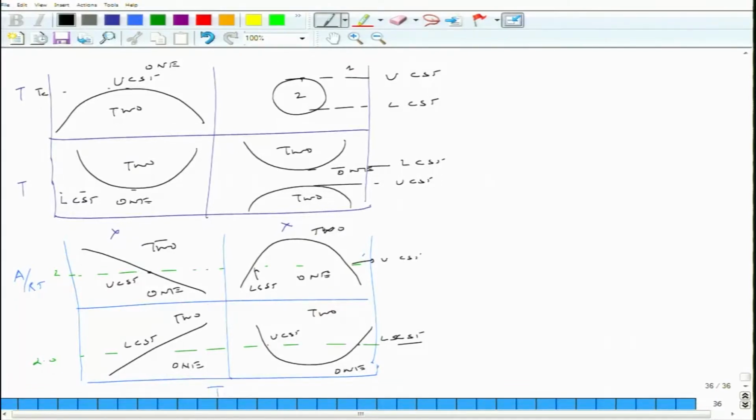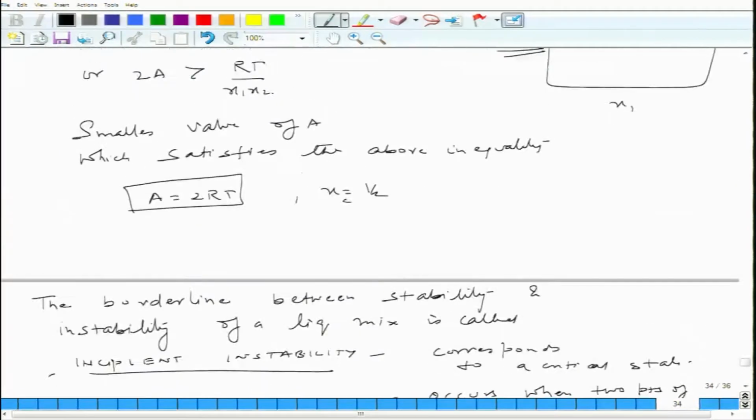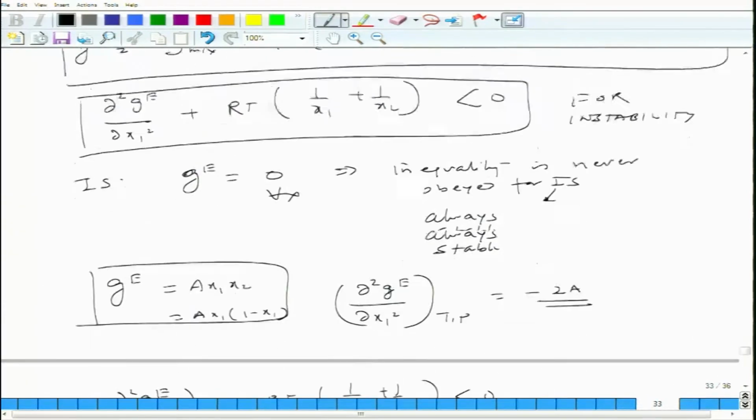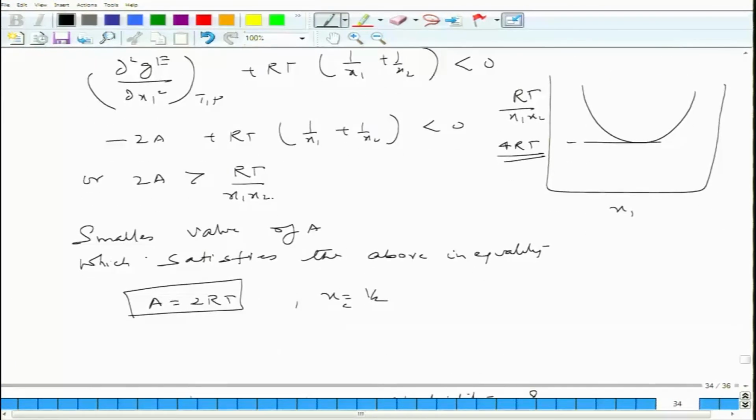So, I hope that you got an idea of the way we calculate the instability, and how we can relate it to G axis. Different models can be used to identify the conditions for which this phase separation occurs. So, with this I will stop.